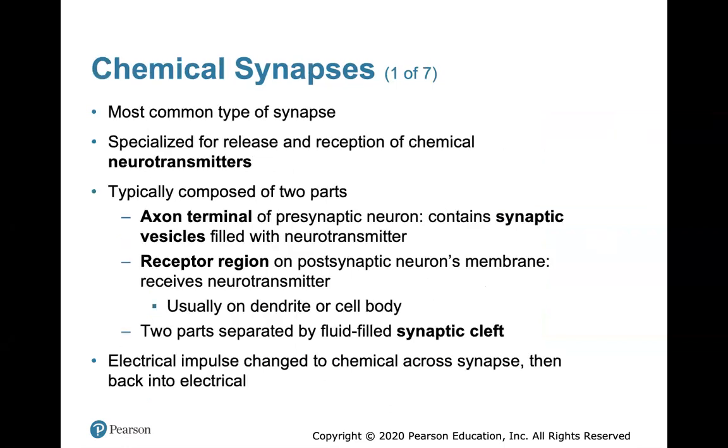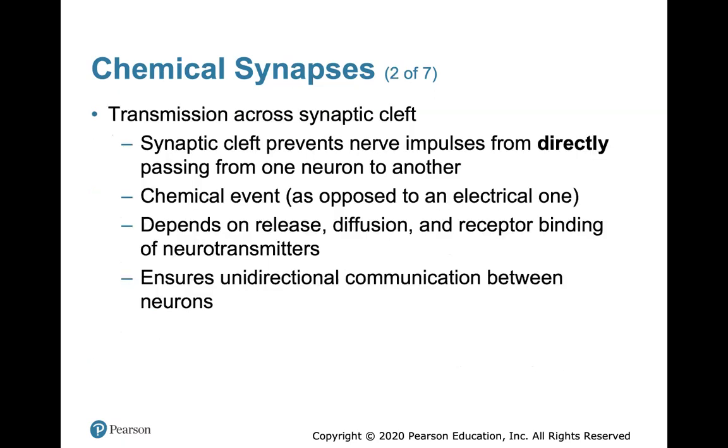They can either be chemical or electrical, and most are specialized for the release and reception of chemical neurotransmitters. They're composed of two parts: the axon terminal that contains the synaptic vesicles that are filled with the neurotransmitter. This probably sounds a little bit like the neuromuscular junction. The receptor region is on the postsynaptic neuron. And then the two parts are separated by the fluid-filled synaptic cleft. The electrical impulse is changed to chemical as it crosses the synapse and then back into electrical.